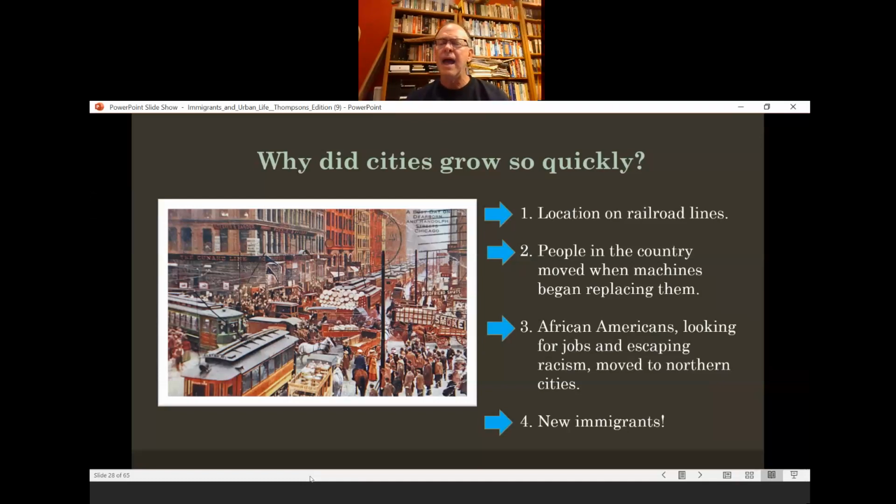Also, African Americans. Let's just be honest, there's racism in certain parts of the country, and so they're trying to escape racism and trying to also look for better jobs in the city. So they are moving to try to find industrial jobs in the northern cities. And finally, there's the new immigrants that we discussed.